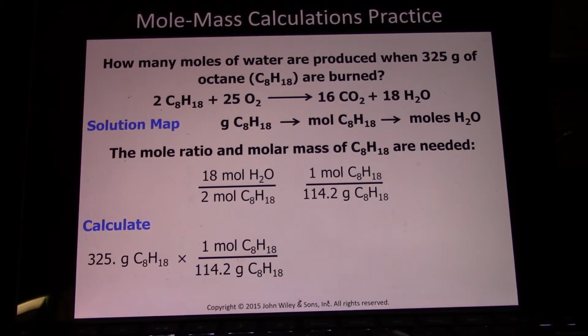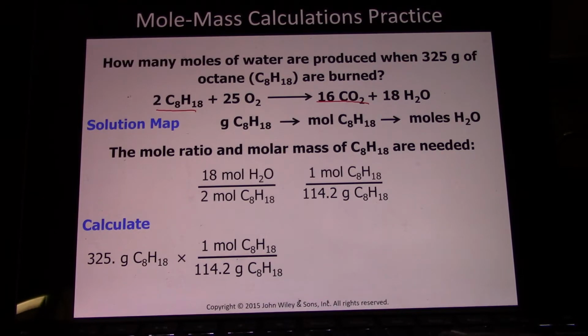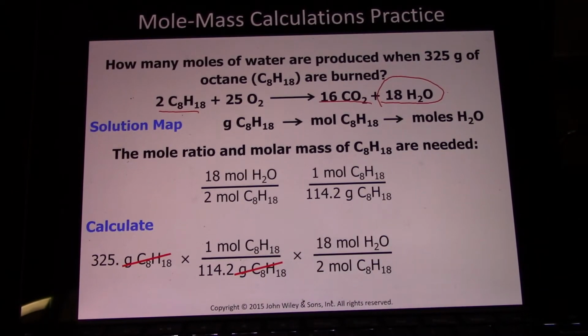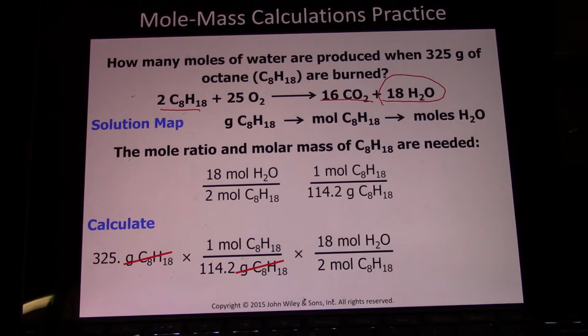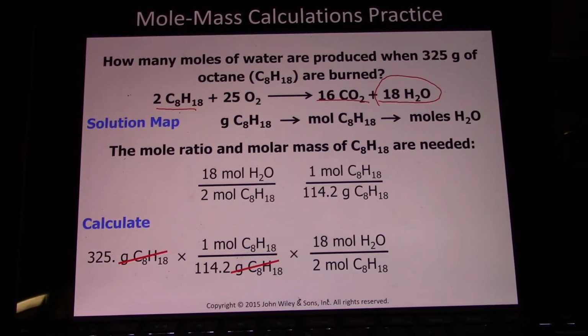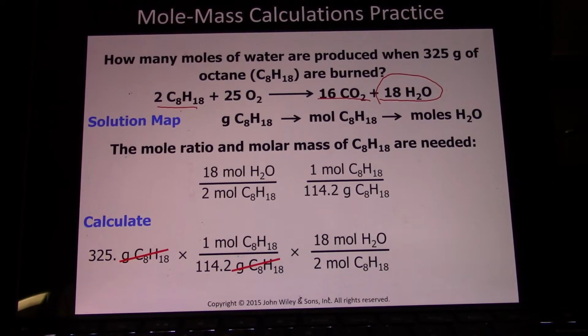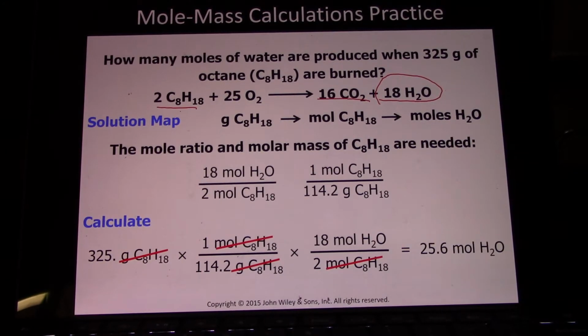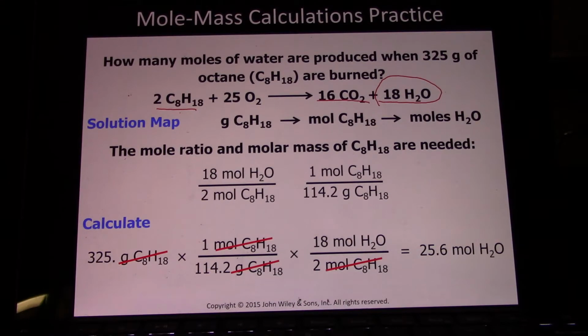We double check, is this balanced? 16 carbon, 16 carbons. 36 hydrogen, 36 hydrogen. 50 oxygen. 16 times 2 gives us 32 plus 18, 50 oxygen. It is balanced. And so we produce 18 moles of water for every 2 moles of octane consumed. So 18 over 2 is the stoichiometric ratio. We produce 18 moles of water for every 2 moles of octane that is consumed in the reaction. And we get 25.6 moles of water produced.